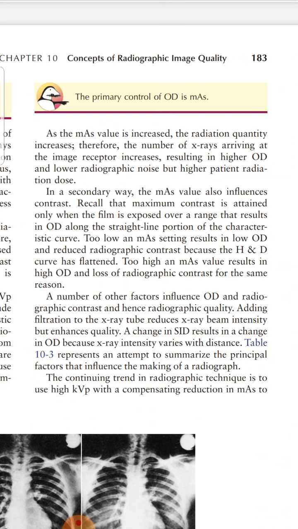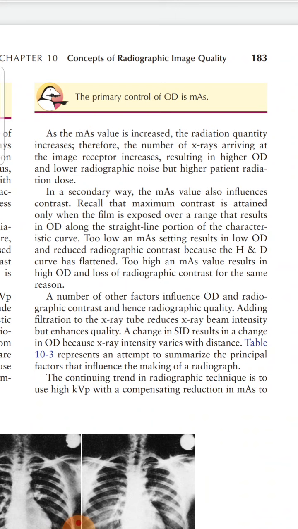In a secondary way, the MAS value also influences the contrast. Recall that the maximum contrast is attained only when the film is exposed over a range that results in OD along the straight line portion of the characteristic curve. Too low an MAS setting results in low optical density and reduced radiographic contrast, but the H and D curve has flattened. Too high an MAS value results in high OD and loss of radiographic contrast for the same reason. So we only want the intermediate portion where we can get the optimum optical density.